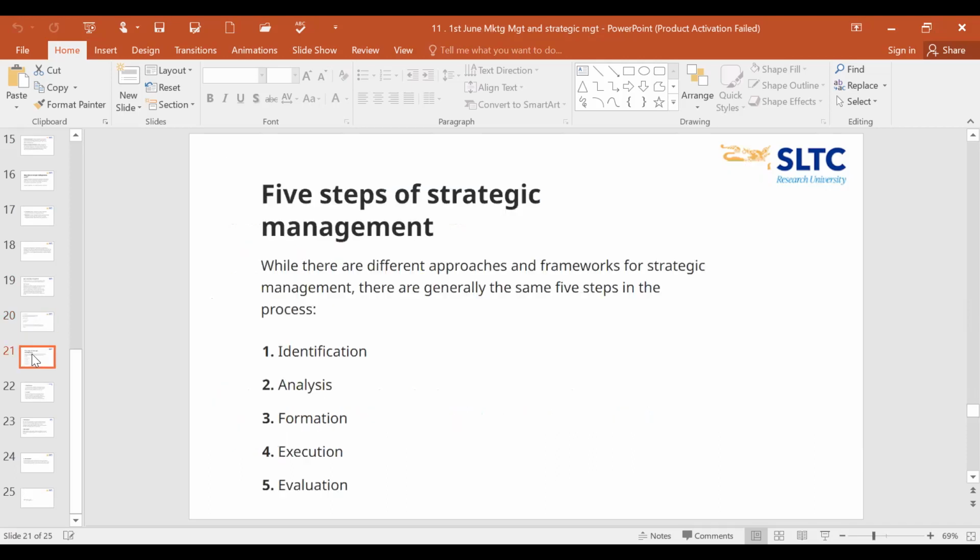Then we have another one, 5 steps of strategic management. While there are different approaches and frameworks for strategic management, there are generally the same 5 steps in the process. So first, identification, then analyze your situation, formation of strategy, execution of strategy, and then evaluation of your strategy. So this is not for the product. It's almost similar of getting it done for a product, but this is for the organization.